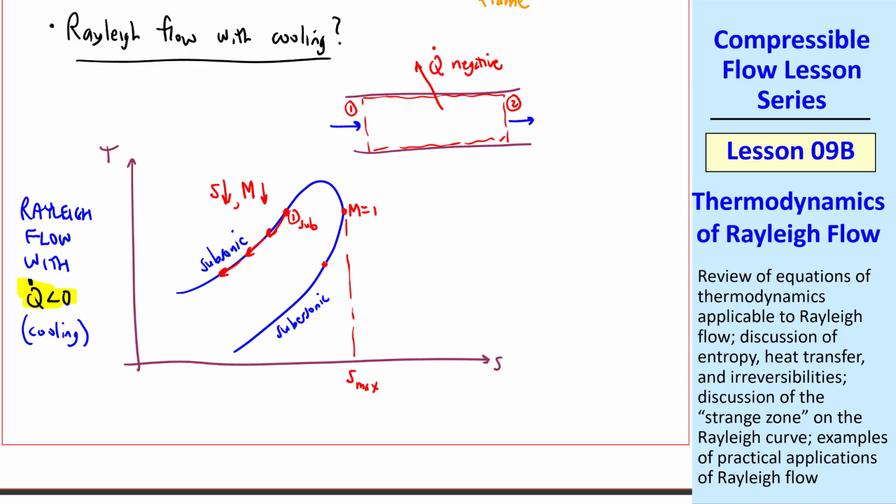If we start on the supersonic branch, at 1 super, and we remove heat, again, entropy goes down, so S goes down, and in this case, Mach number must increase. It's the exact opposite of what we had with heat added. And these don't have a sonic limit like we talked about with adding heat.